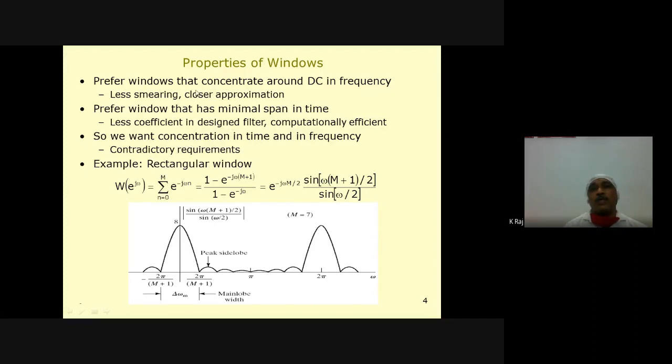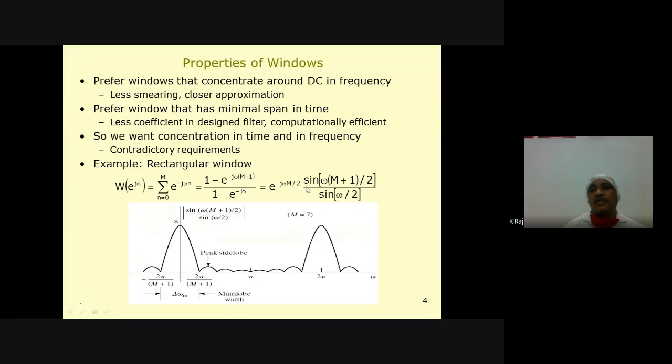So in order to design any filter using the window method, we have to select the optimum window. That's why we prefer different types of windows having different properties in the frequency domain as well as in the time domain. Example, if we consider the rectangular window, then in the frequency domain, this rectangular window's Fourier transformation will be written as the sum from n equal to 0 to M of e^(-jωn), that can be written as (1 minus e^(-jω(M+1))) divided by (1 minus e^(-jω)).